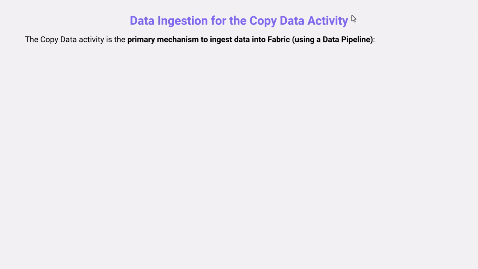So one activity that I didn't mention there was the copy data activity. And I wanted to focus a little bit more time on the copy data activity because it's arguably one of the most important activities, right? Especially for data ingestion, because it's one of the primary mechanisms, at least in a data pipeline, for getting data from various external services into Fabric. And it's actually very multifunctional. We can use it in a variety of different ways.